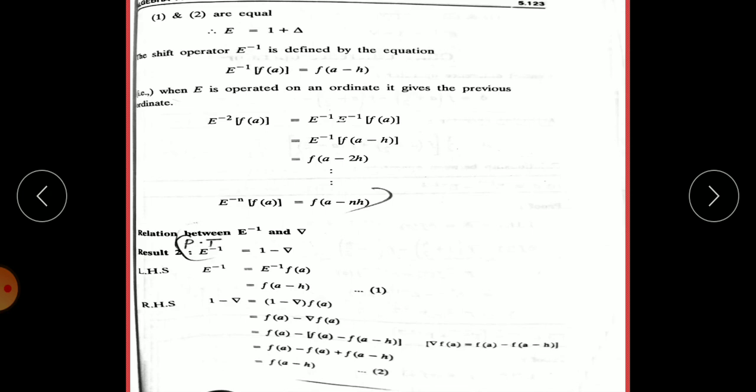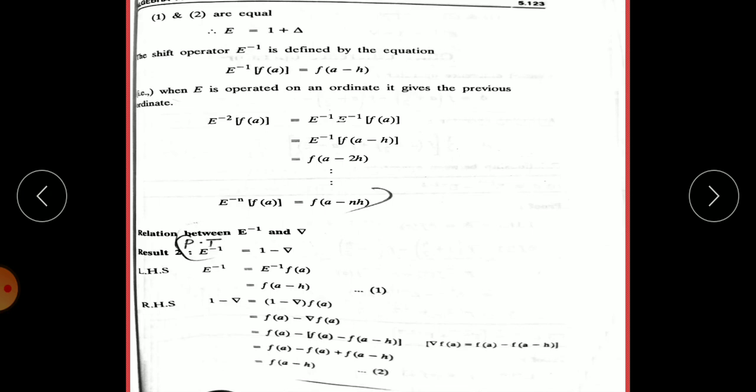Next, shift operator E inverse is defined as E inverse of f of a equal to f of a minus h. So E power minus 2 into f of a is f of a minus 2h. E power minus n into f of a is f of a minus nh. So this is also an important 2 mark question. Prove that E power minus 1 equal to 1 minus delta.